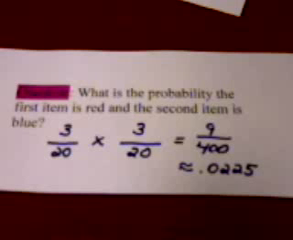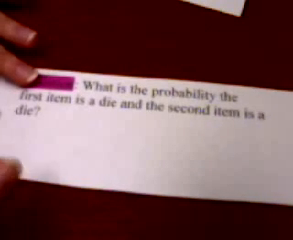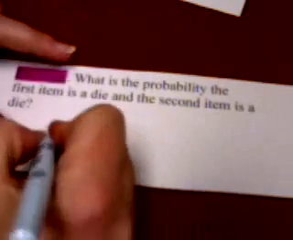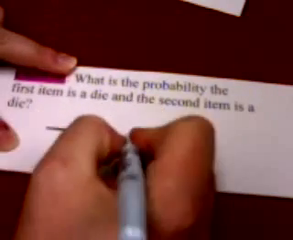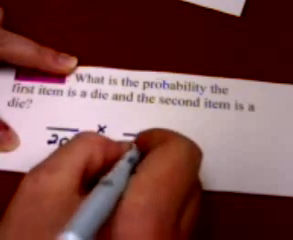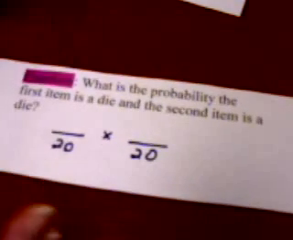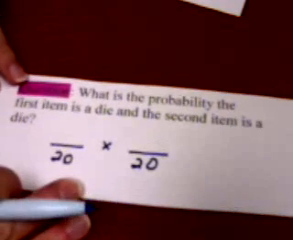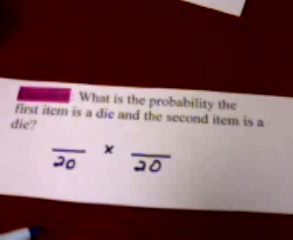All right, here's another question. Still going off the same idea that they're independent. What is the probability that the first item is a die and the second item is a die? Well, again, we have 20 items in our bag. Since I'm putting it back, that's not going to change. I want to add up all the dice, and it doesn't specify a color, it just says a die.